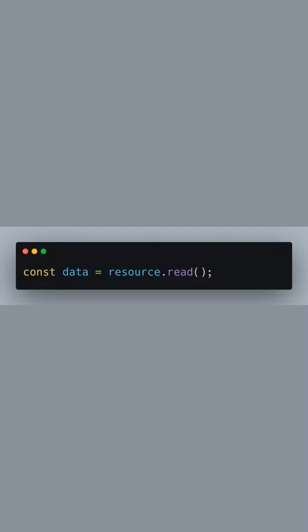If the data isn't ready because the fetch promise hasn't resolved yet, the read call will throw a promise. This promise triggers React's Suspense mechanism, pausing rendering until the data is available. Now, if the data is ready, the component's rendering process continues. We start to return our JSX, which will be converted into HTML on the server side.